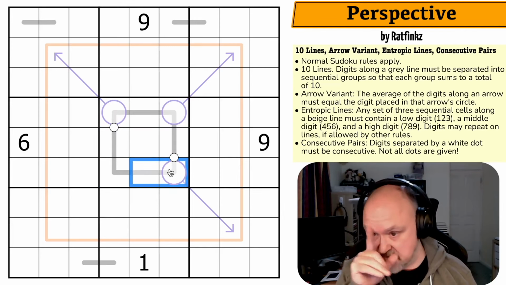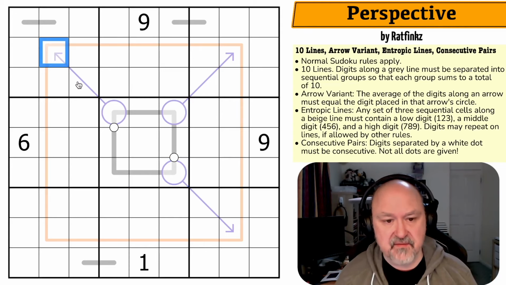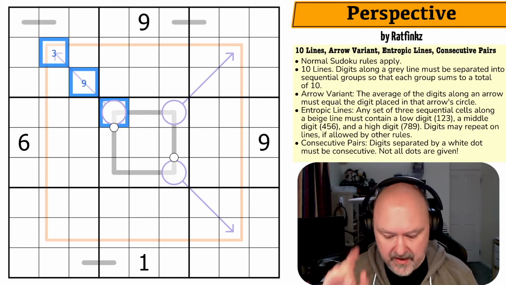Arrow variant. The average of the digits along an arrow must equal the digit placed in that arrow circle. So if these were... let's figure this out. If these were 3 and 9, these would sum to 12. The average of 12 is 6, so this could be a 6. That is very different to any arrow I've seen before, and I quite like it.